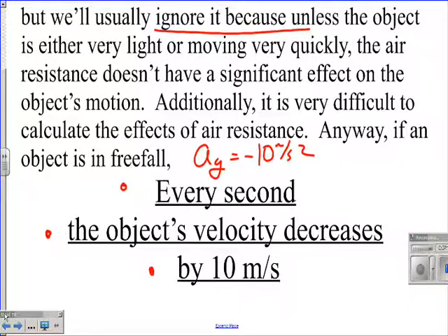When I see you in class next, I'm going to do another demonstration to further that idea that if you remove air resistance, all objects fall at the same rate.